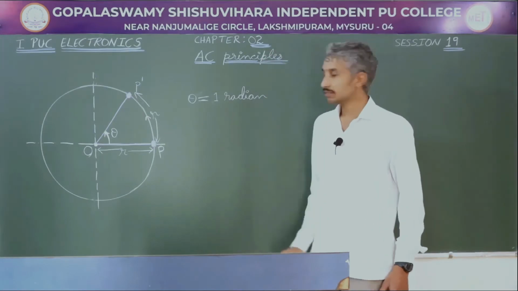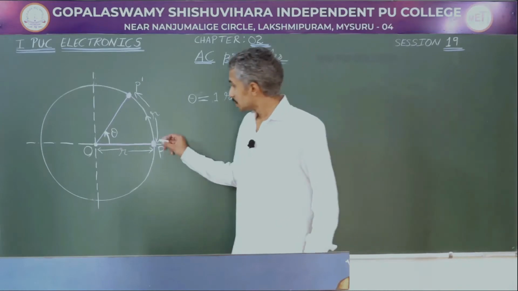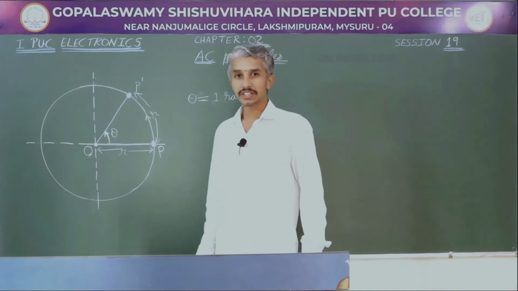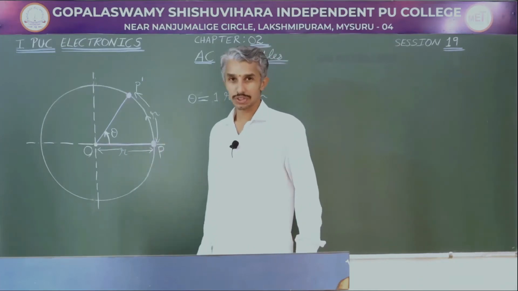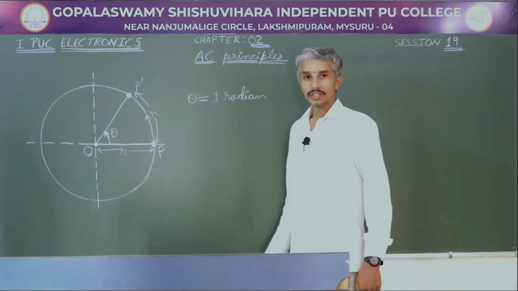And how do you define radian? The angle covered by the object is said to be 1 radian if the distance travelled on the circumference is equal to the radius of the circular motion. So, therefore, theta is equal to 1 radian.